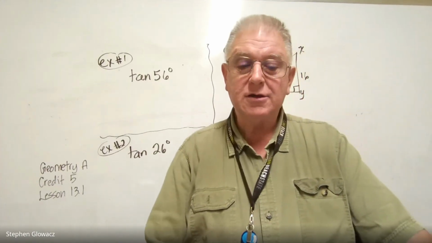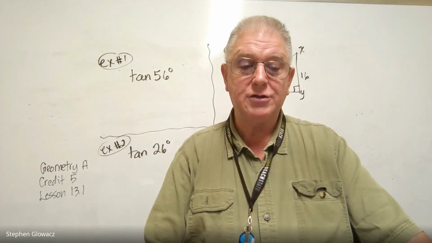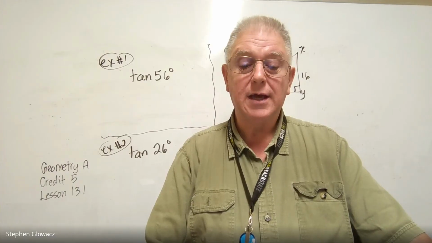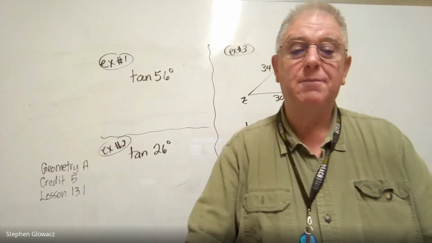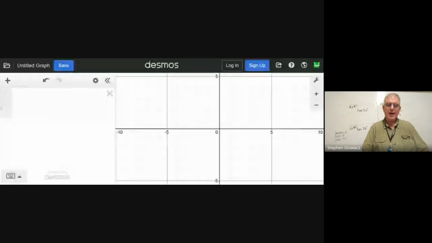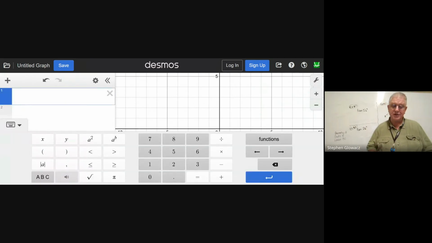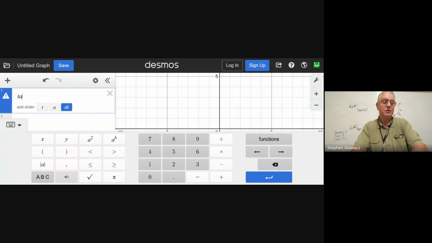All right, so let's go ahead and share our screen here for Desmos. And so that should be up in just a second. I believe that's up. All right, so what we're going to be doing, first of all, for our first example is finding the tangent of 56. So very, very straightforward to do this. So we're just going to type in tangent of 56.